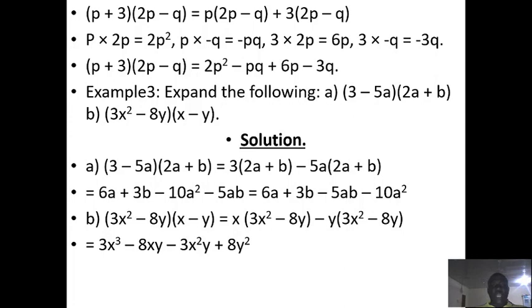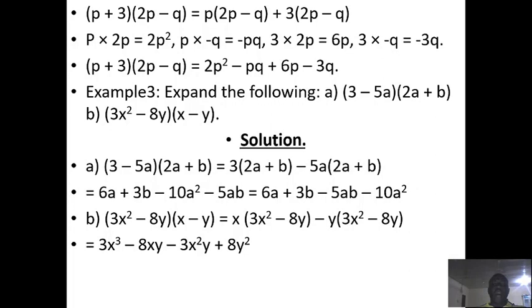Expand the following. When you have this expansion, it's the same approach, which in this exercise, I choose to split 3 minus 5a and I repeat 2a plus b. So expanding them, we have 6a plus 3b minus 10a squared minus 5ab.